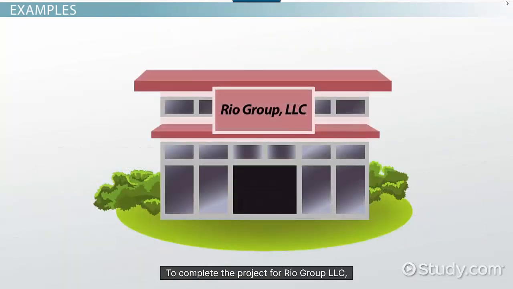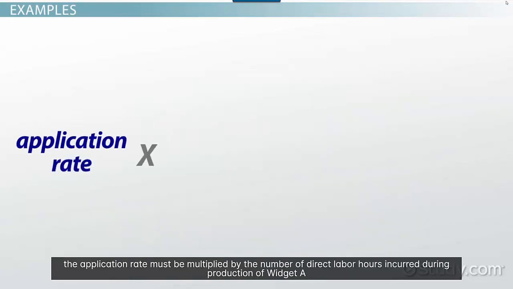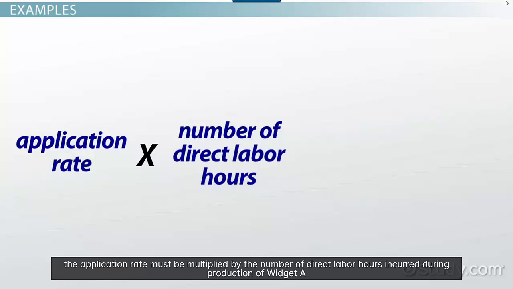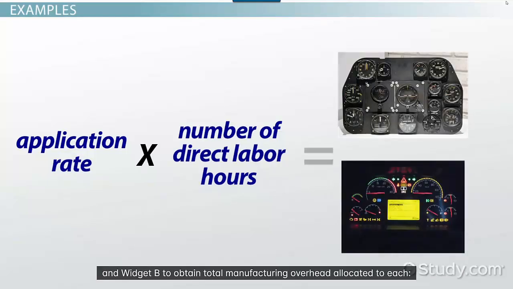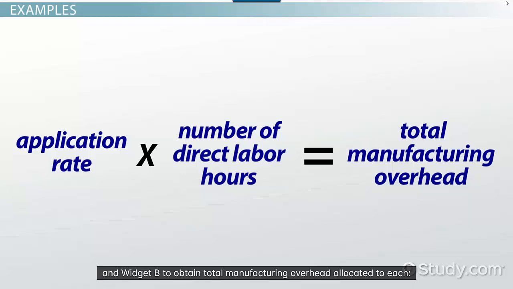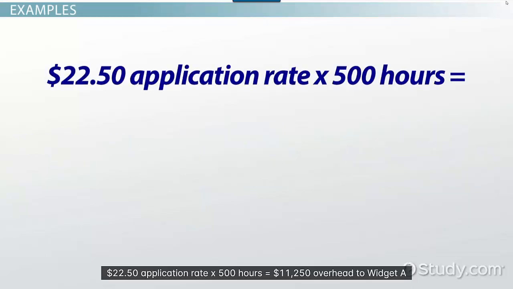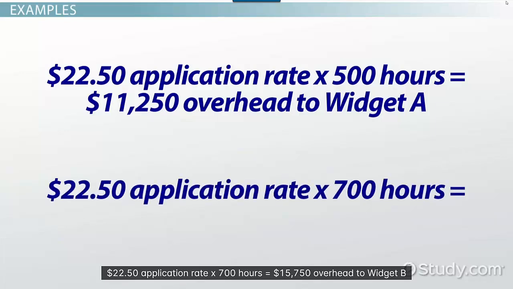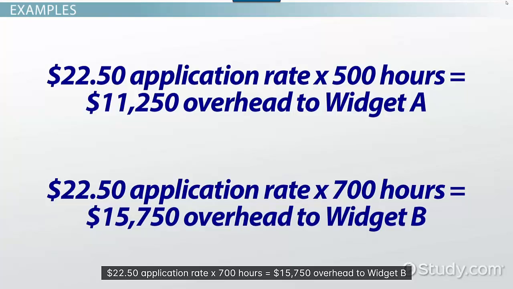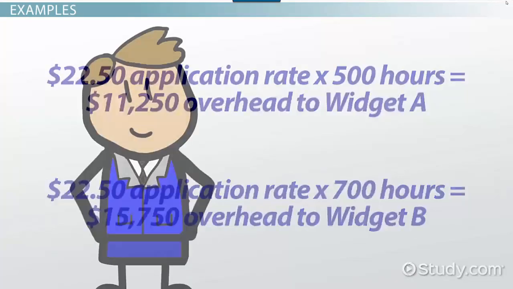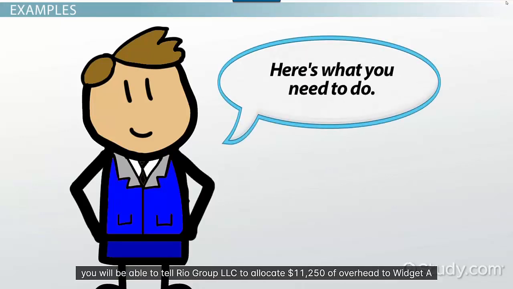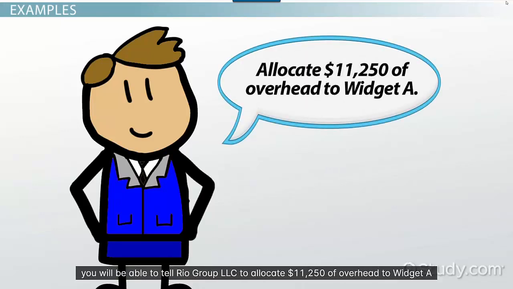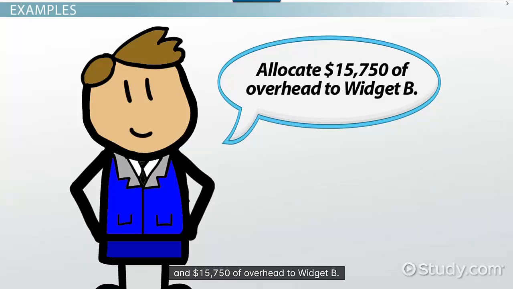To complete the project for Rio Group LLC, the application rate must be multiplied by the number of direct labor hours incurred during production of widget A and widget B to obtain total manufacturing overhead allocated to each. $22.50 application rate times 500 hours equals $11,250 overhead to widget A. $22.50 application rate times 700 hours equals $15,750 overhead to widget B. Upon completion of the calculations, you will be able to tell Rio Group LLC to allocate $11,250 of overhead to widget A and $15,750 of overhead to widget B.